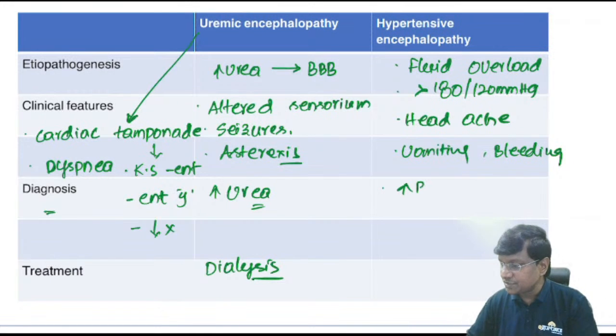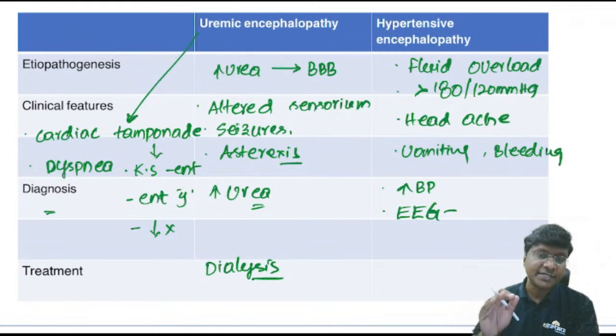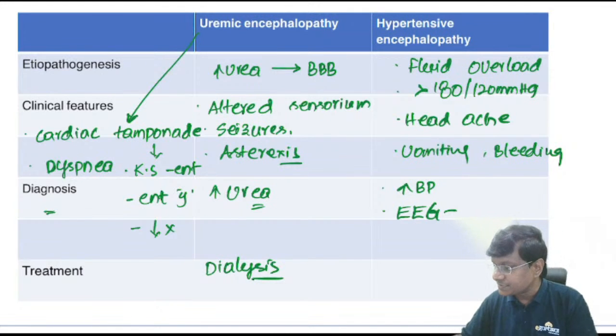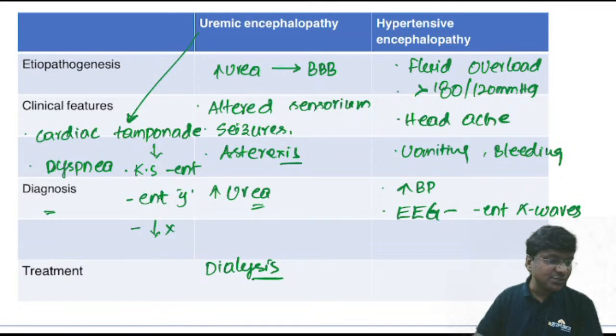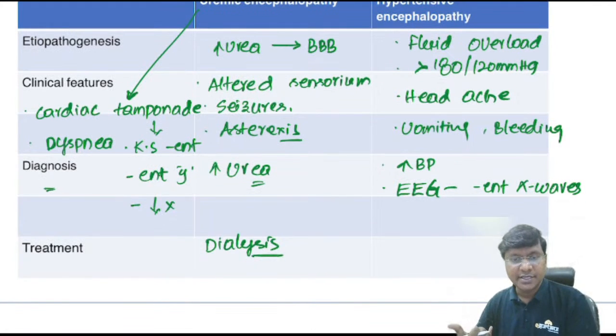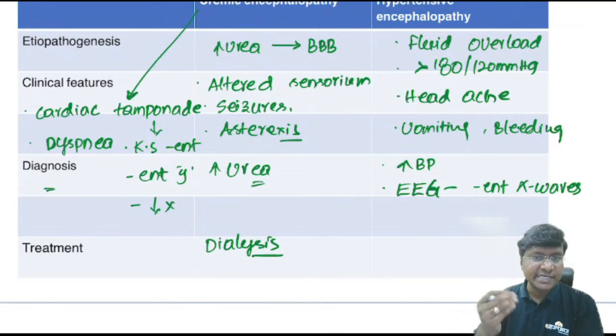Number one, the blood pressure will be very high, and you have a characteristic EEG finding in patients with hypertensive encephalopathy. What is that characteristic EEG finding? There will be absence of the alpha waves in the EEG. Right, there will be absence of the alpha waves in the EEG. Okay, so that is what you will see in the EEG. And the next important thing is the treatment.